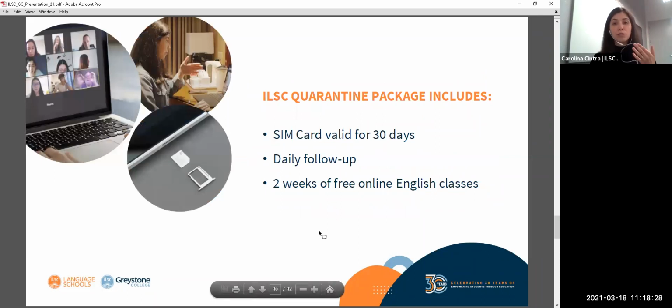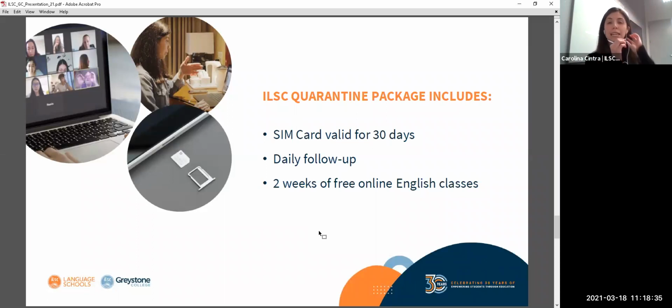Okay? We also provide a valid SIM card for 30 days. This SIM card starts on the day that the student arrives at the ILSC quarantine accommodation. So the student has this valid for 30 days. It's not mandatory that they extend this. So if they don't want to use it for 30 days only and cancel after, there's no problem at all. The cancellation will be automatic, so it's not going to be an extra step for the student, okay?